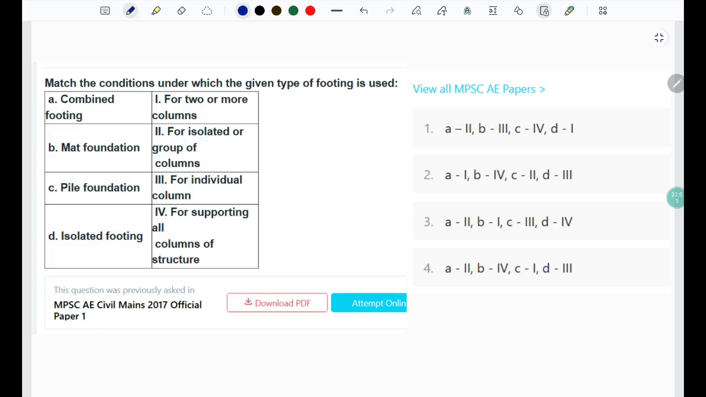So combined, A will go with 1, B will go with 4, C will go with 2, and D will go with 3. Yeah, sorry, second is the correct answer, my bad.